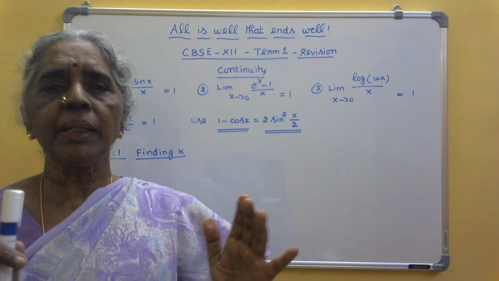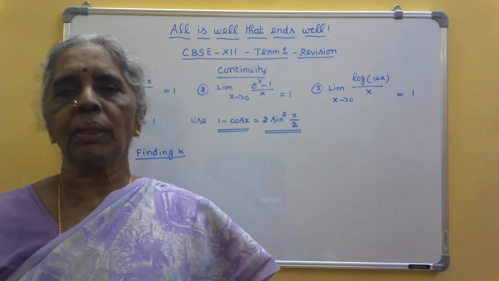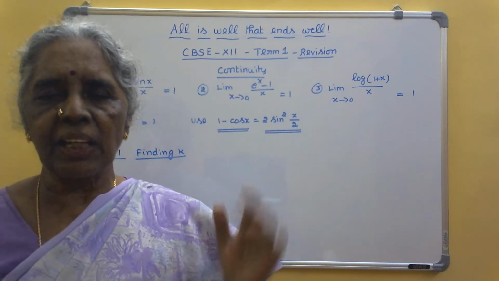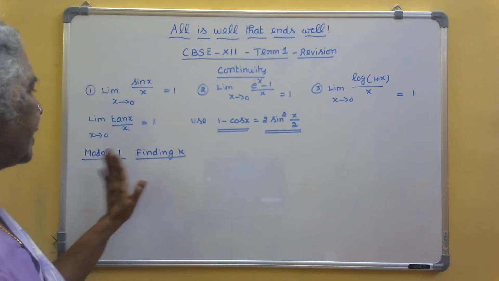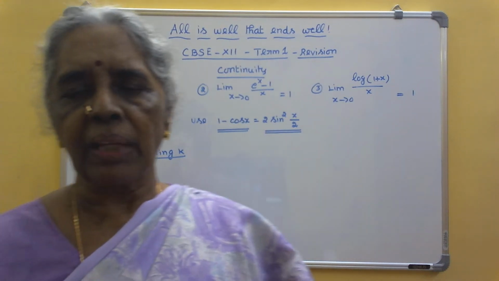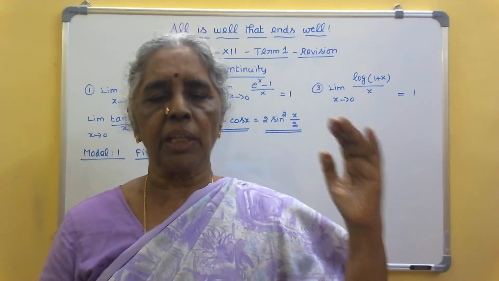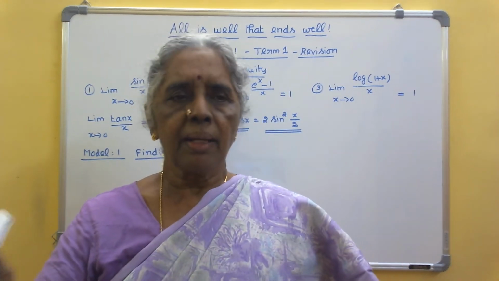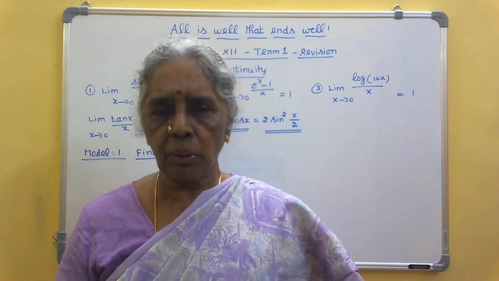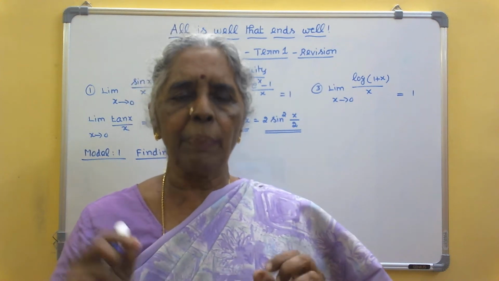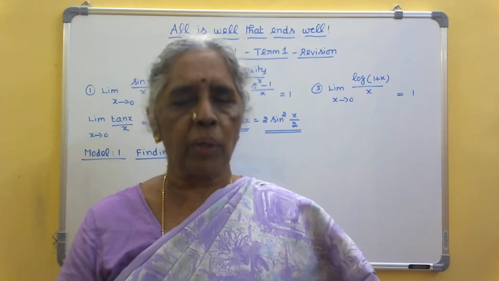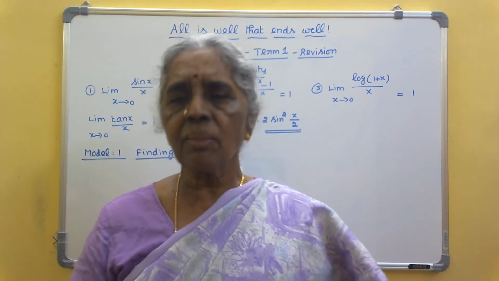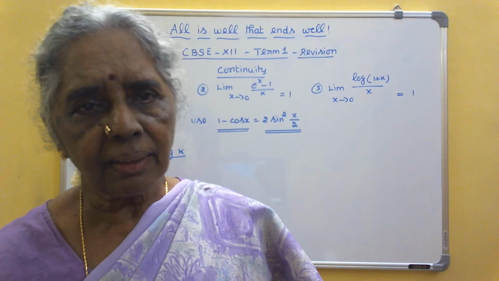Now let me split it into some models so that you will remember them easily for your exam. So the first model I am taking is finding the value of k. That is, they will give some f of x which is continuous at a particular point x is equal to a, and you will be asked to find the value of the constant k. It may be k or p or whatever constant. So that is the model we are going to take first.